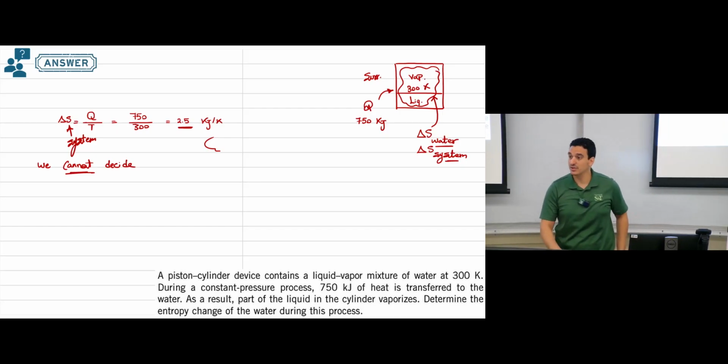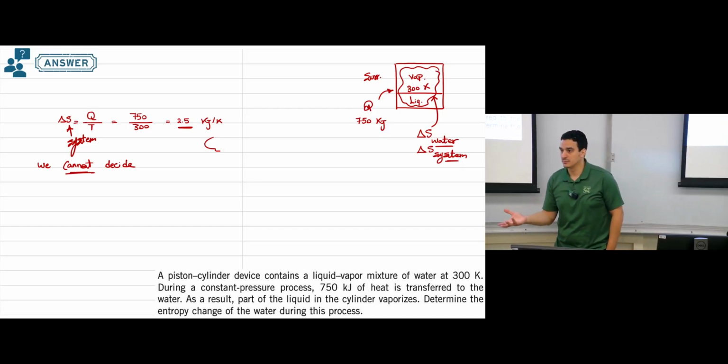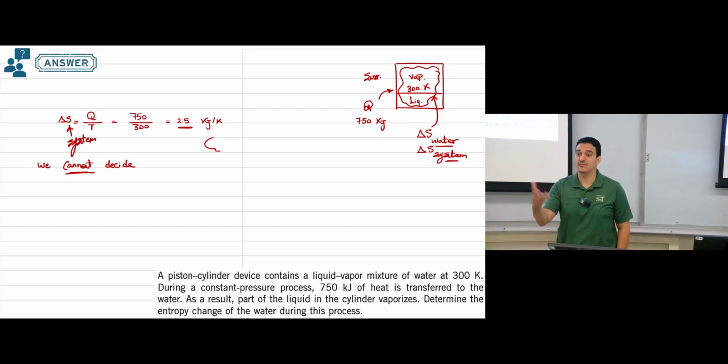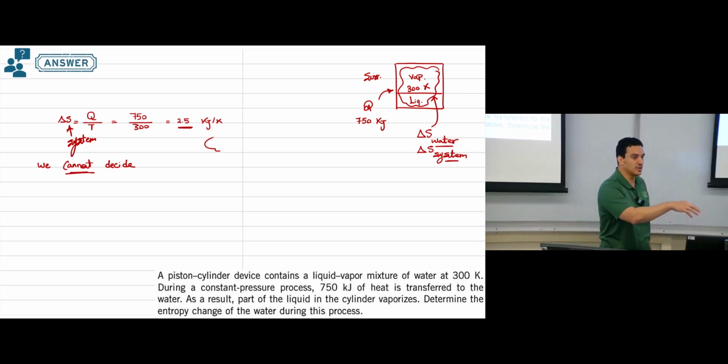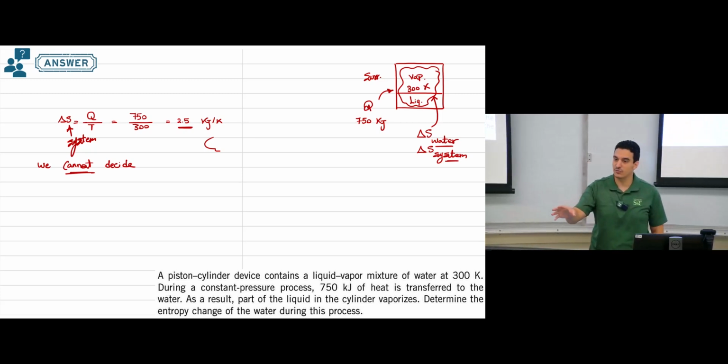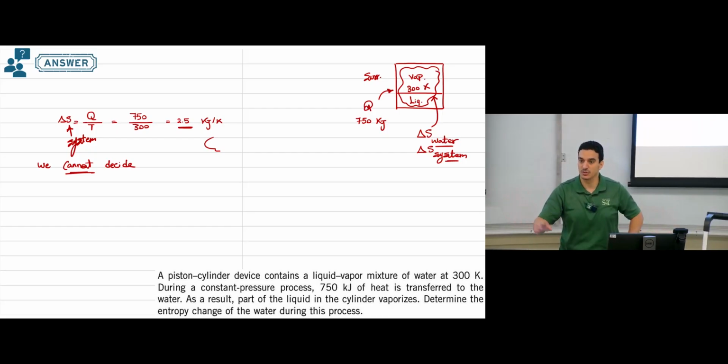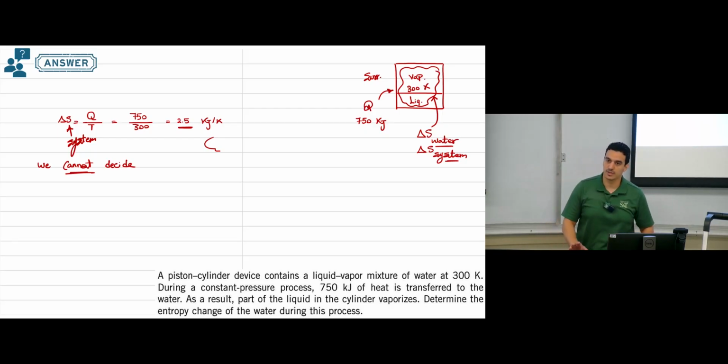I have no idea what is the delta S of the surrounding. Delta S of the surrounding can be less than 2.5. It can be negative 3, for example. So if it's negative 3, then negative 3 plus 2.5 is negative 0.5, and the process is not spontaneous. Okay? So the decision is based on the value of the total entropy change, not the system entropy change, not the surrounding entropy change. Clear?